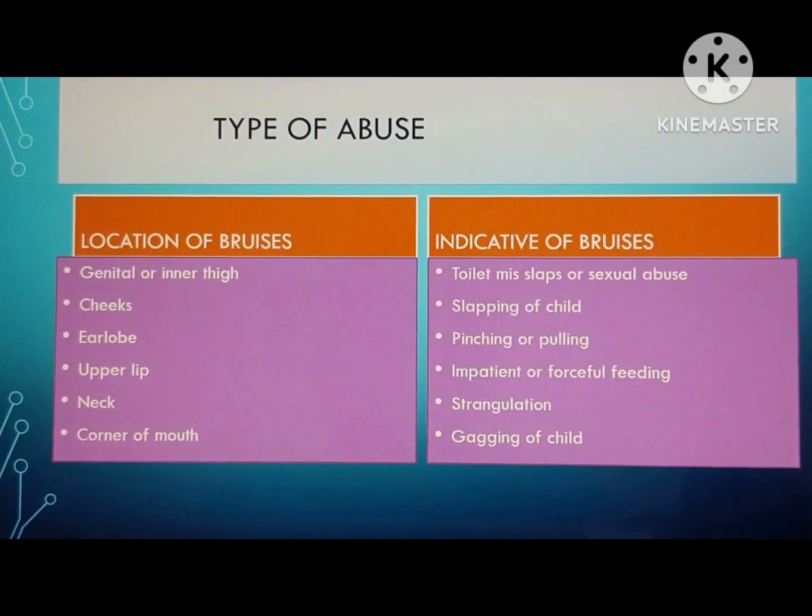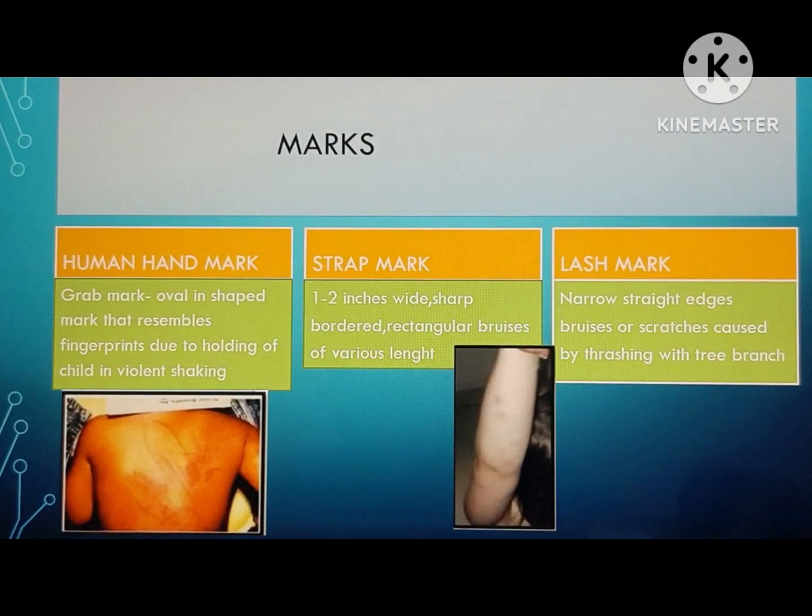Next, type of abuse. Location of bruise: genital or inner, what we have discussed before. You can note it down. These are the marks: human hand mark, strap mark, lash mark.